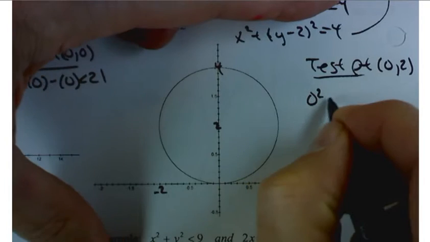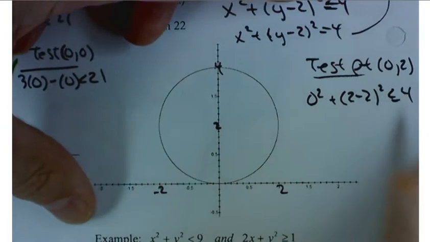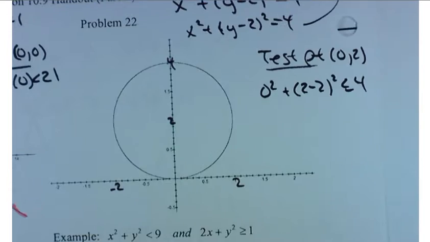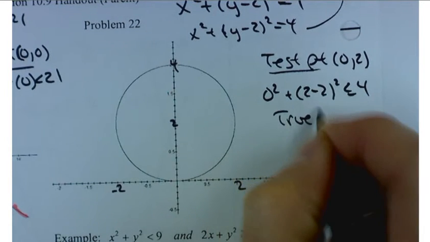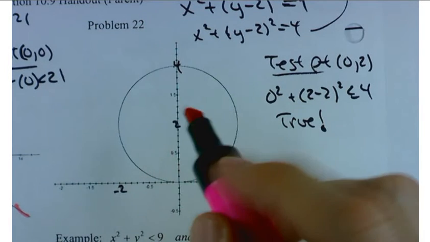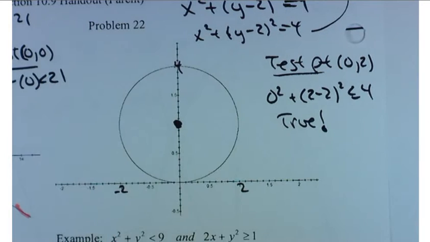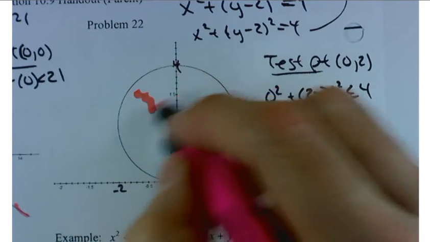So 0 squared plus (2 minus 2) squared, is that less than or equal to 4? True or false? That's true. Where's that going to tell me I have to shade then? Inside. Yeah, inside the circle, because inside is what makes this true. So let's shade inside.